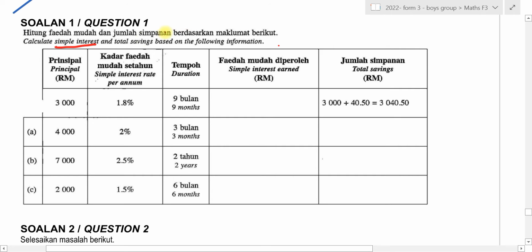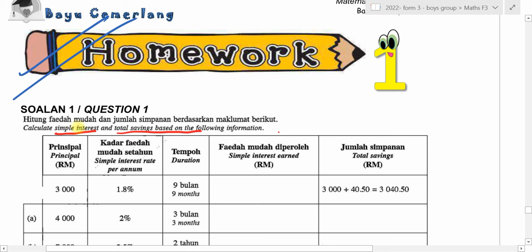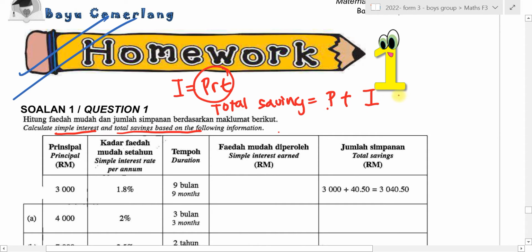Calculate the simple interest and total saving based on the following information. Okay, whenever you hear the words simple interest, the formula should be I equal to PRT. And if they're asking for total saving, it means your principal plus your interest accumulated. Your interest is actually PRT. So principal plus interest is equal to P plus PRT. Take note that I is equal to PRT.